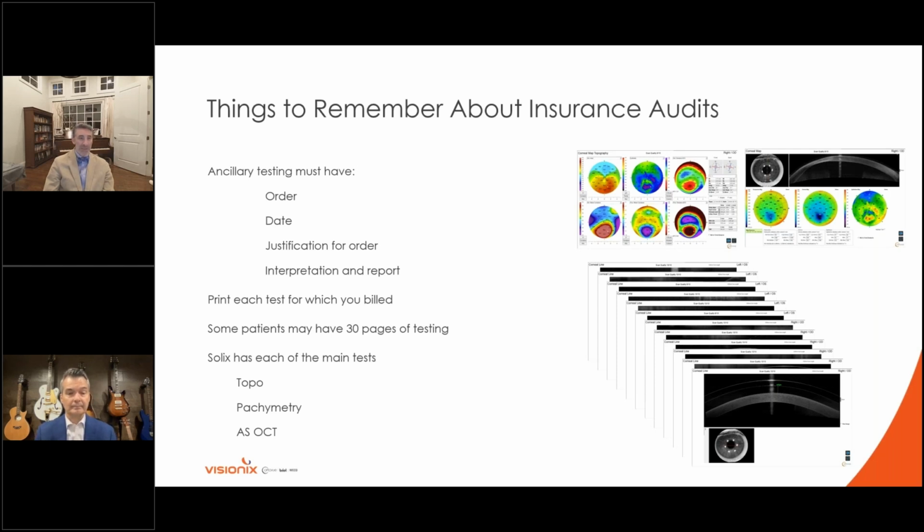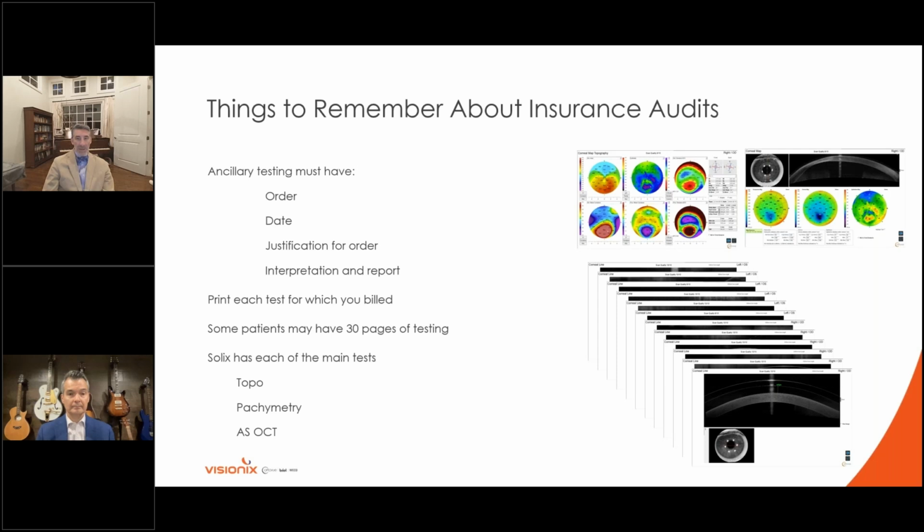So anytime you do ancillary testing, whether that's topography, pachymetry, or anterior segment OCT, all of that ancillary testing must have an order, a date, a justification for the order, and an interpretation and report. And that has to be visible within your electronic medical record. And so you just come up with a script for that and you copy and paste it and modify it for each patient. But then if you are audited, what you want to do is print every single test for which you billed.